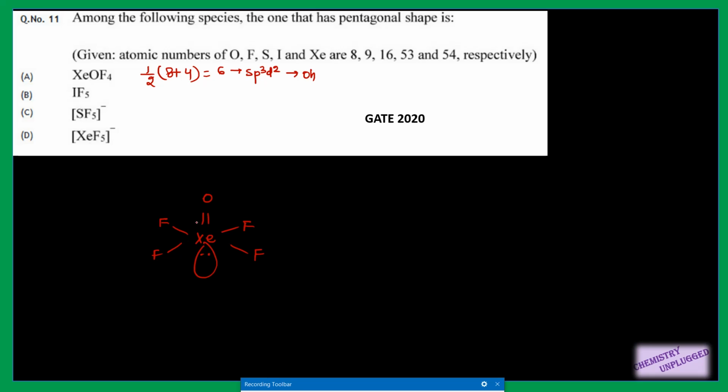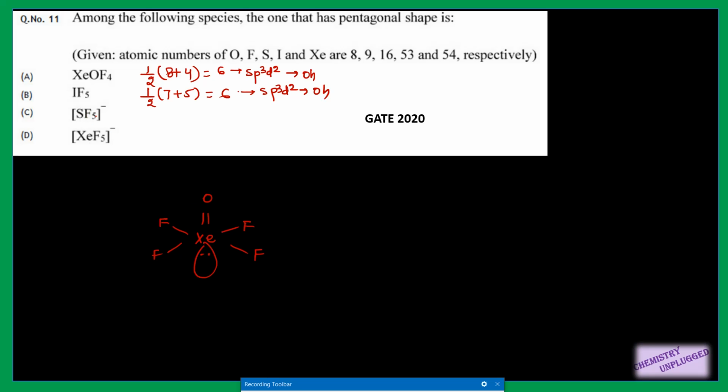So it will have square pyramidal structure, so it will not be pentagonal in shape. Then IF5: half of 7 plus 5 means 7 plus 5 is 12, divided by 2 is again 6, means sp3d2, and it should have octahedral geometry, but it is again not octahedral because of the presence of one lone pair of electrons, so it will again have a square pyramidal structure.